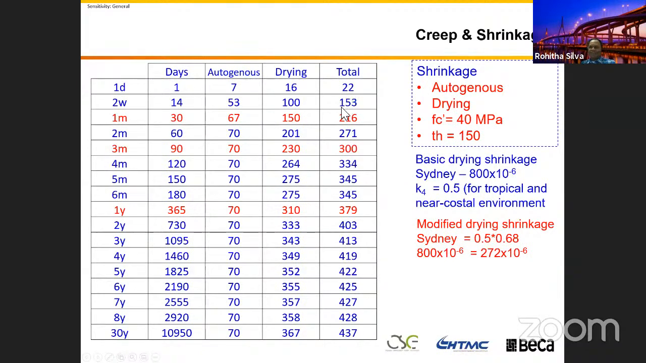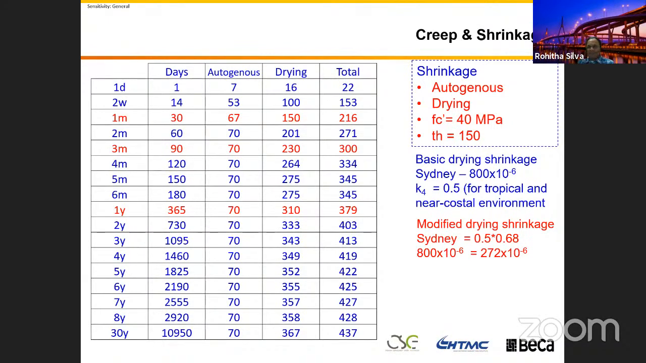At 14 days, you get a total shrinkage of 153. Looking at the autogenous shrinkage, which we call the early-stage shrinkage, the maximum value depends on the code. For this particular concrete strength, the maximum autogenous shrinkage can be 70 microns. It happens in less than a month, very quickly.